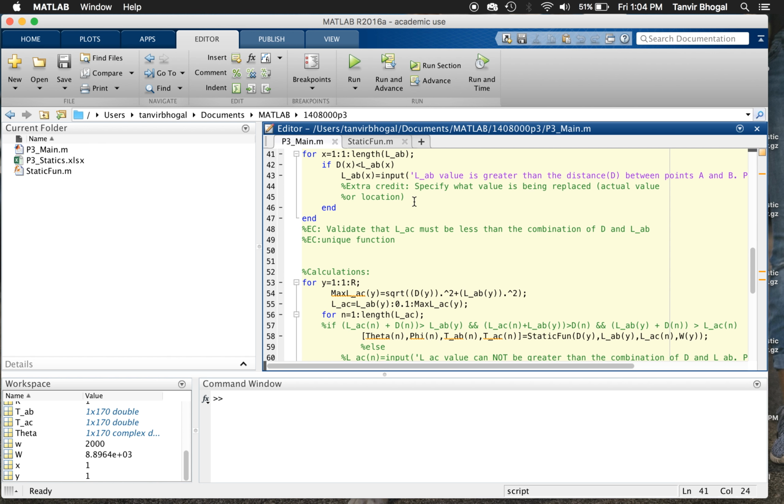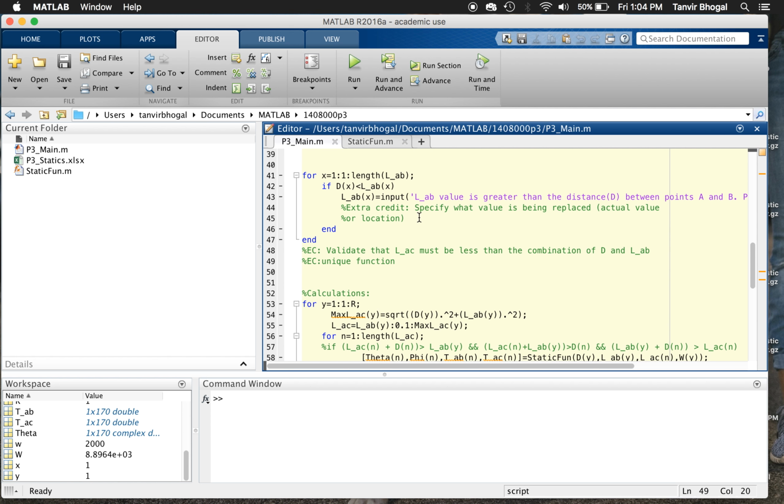We saw a couple of extra credit opportunities. You'll see them in green throughout my code. Unfortunately, we did not get to them, but I would like to share them and make sure you understand that some of these opportunities would have been interesting to see implemented. One extra credit opportunity that we saw was having the specific value that is being replaced, like the location or the actual value, in this specific for loop data validation step.